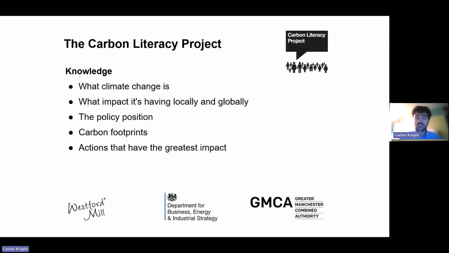And then we need to understand our carbon footprint. So how do we actually reduce emissions? We also cover actions that have the greatest impact, and the whole of your training is geared towards reducing your emissions and taking action relating to your role within the community council.